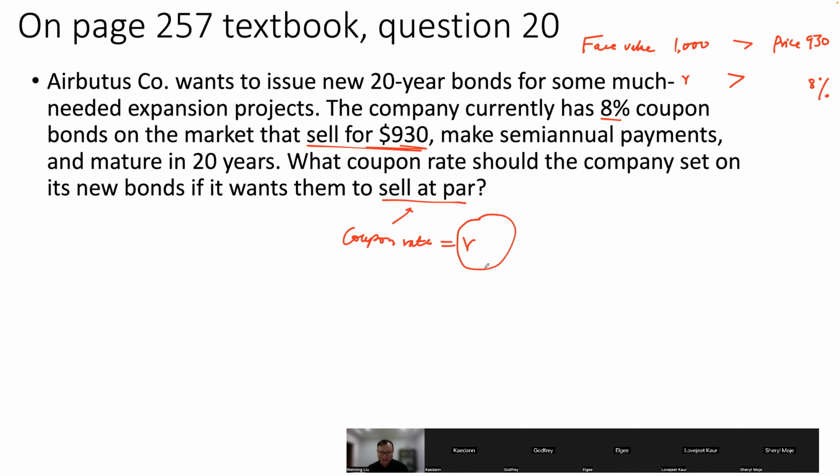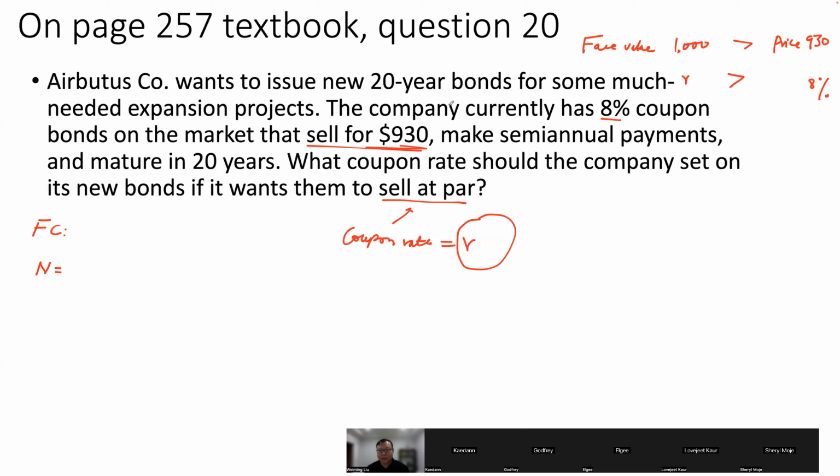There are different ways to do this. You could use the formula. This time let's use the financial calculator. Now you're going to tell me, what is N? Because we are going to solve for the interest rate, right? So you tell me what N is, and I'm going to crunch it into the financial calculator. N is 40. Thank you.